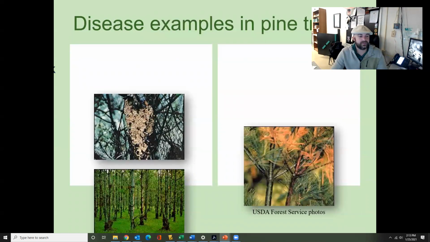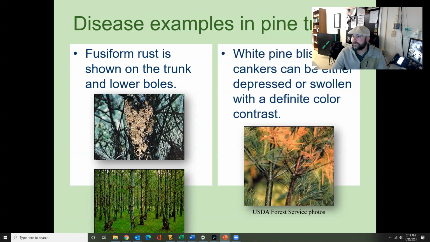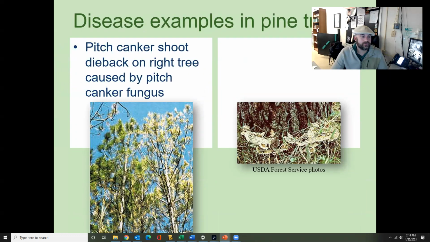So here's some disease examples. Fusiform rust is shown on the trunk of loblolly pines. White pine blister rust cankers can be either depressed or swollen with a definite color contrast. Disease examples in pine trees: pitch canker shoot dieback on the right tree caused by pitch canker fungus. So that would be the right tree right here.